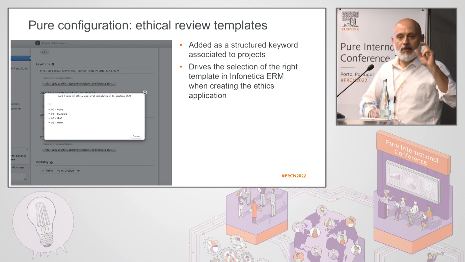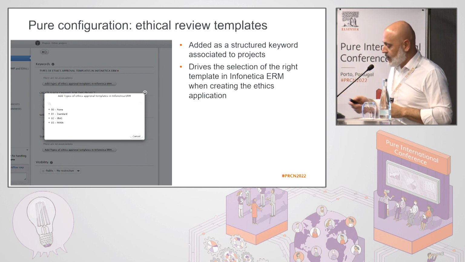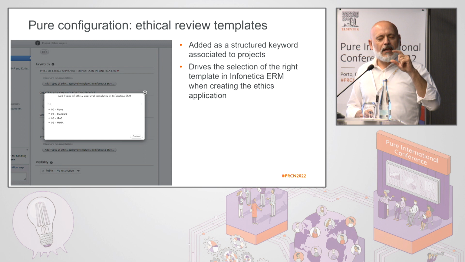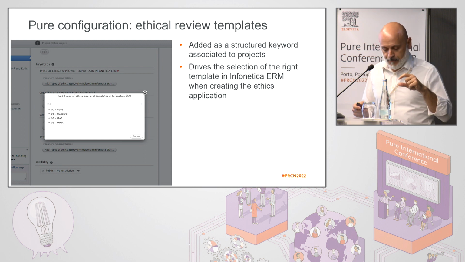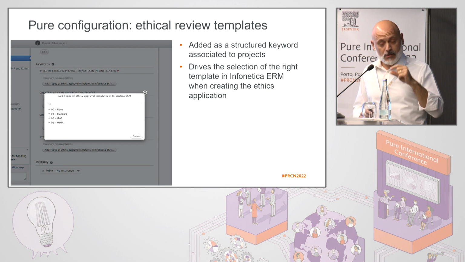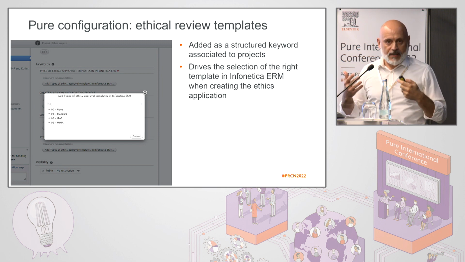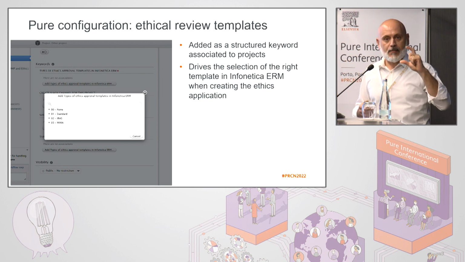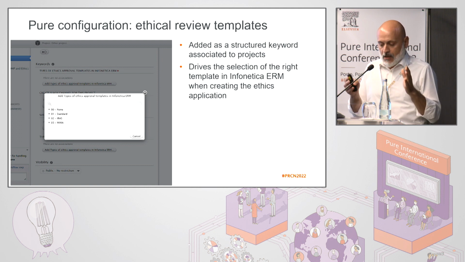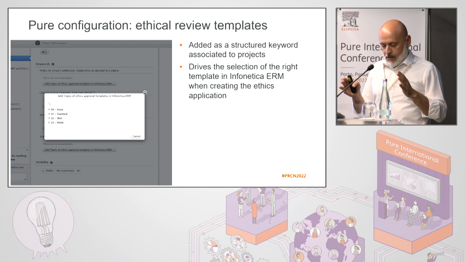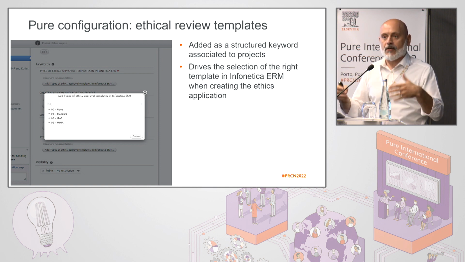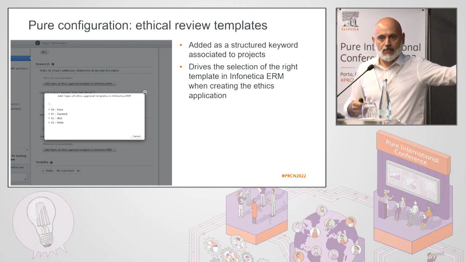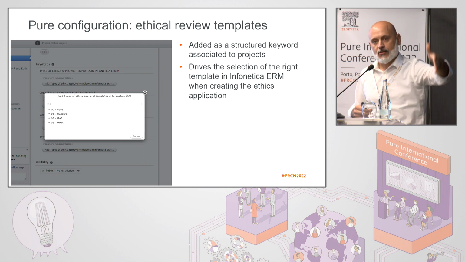Okay, so just a couple of screenshots about Pure. There's a difference in the way the data management plans are managed compared to the ethics reviews. So we tested a number of ideas on how to pick the right template for ethics approvals, because when you are submitting a project for ethics clearance, it will go to a different committee depending on the type of project. Is it animal ethics, human ethics?